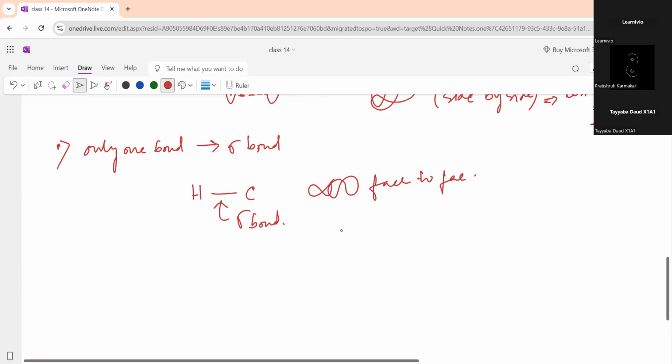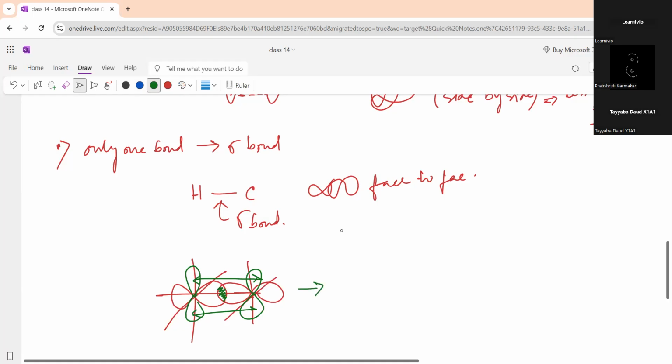Now what I told you is that these three, px, py, and pz, are oriented at 90 degrees, in three axes, x, y, and z. Now let's say this head-on collision has taken place between these two. Now how will the other two be oriented? They will be oriented like this, right? You see, when the head-on collision took place, these two are already oriented side by side. So if any more bond is formed after that, then that will be a pi bond.